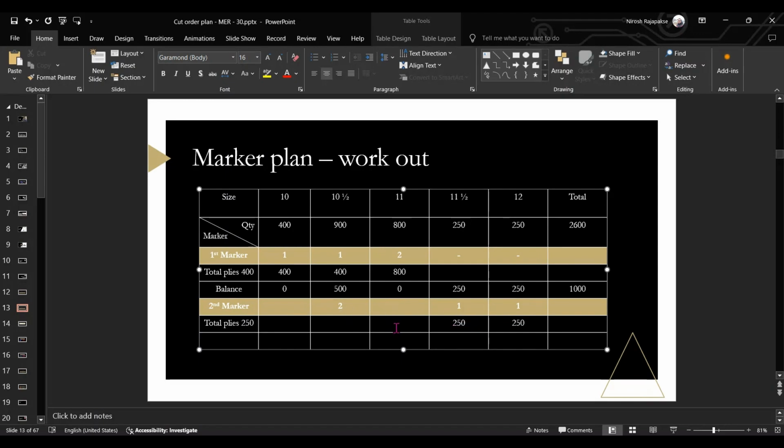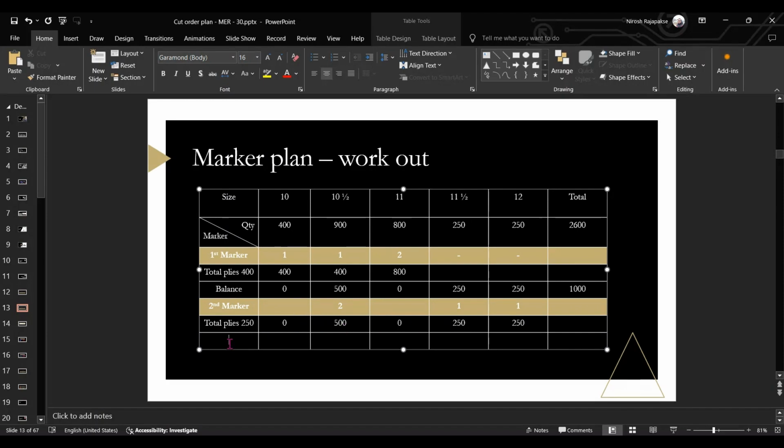And here you haven't drawn sizes from this size, so 0. And here 250 into 2, that means 500 you can cut using the second marker. Here 0, because there are no sizes here in the second marker. So this is the cut quantity.